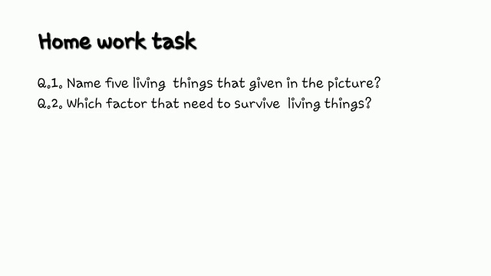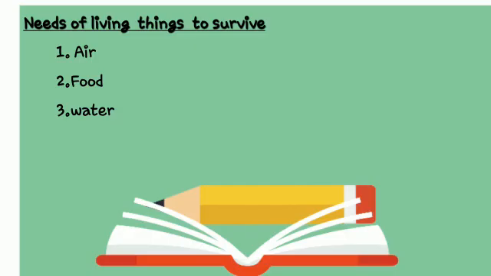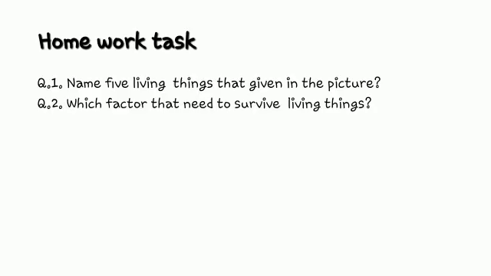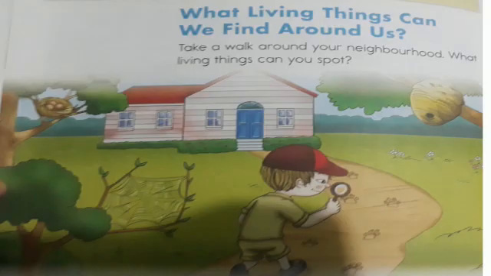It's time to give you a homework task. Question number 1, name 5 living things that are given in the picture that you saw in the previous activity. And question number 2, which factors are needed for living things to survive? On the previous page, these are the factors that are needed for living things to survive. Number 1 is air, number 2 is food, and number 3 is water. This is your textbook page.